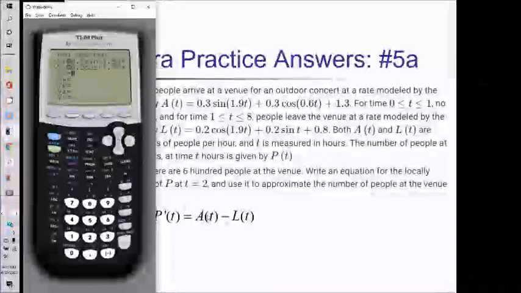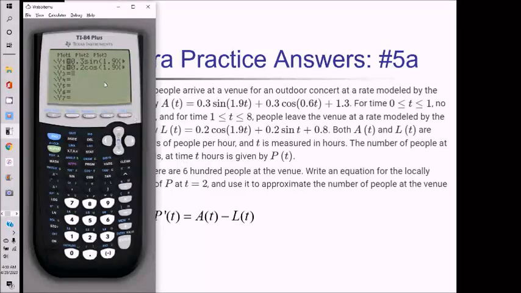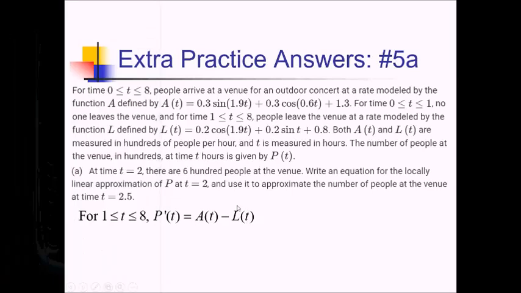So we said this was just a of t minus L of t, which means here I can just do alpha trace, pull up my y menu, and put y1, which is the a function, minus alpha trace. Let me select y2, because that's the L function. So there's our p prime in y3. Okay, let's keep going here.